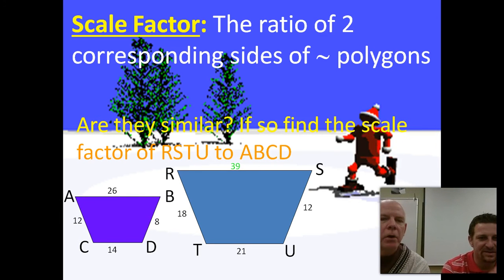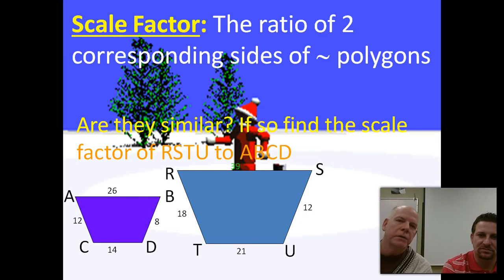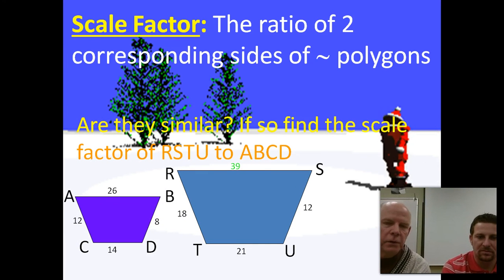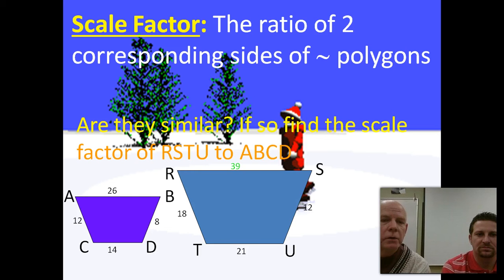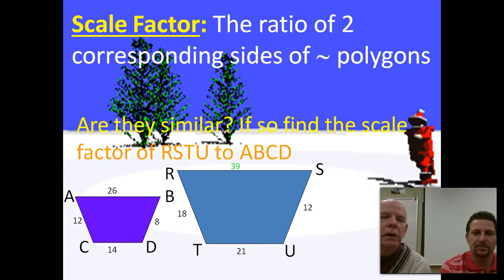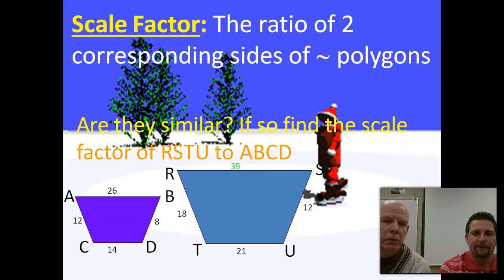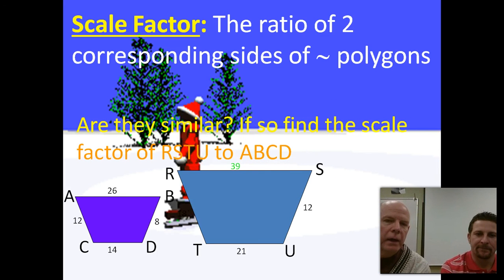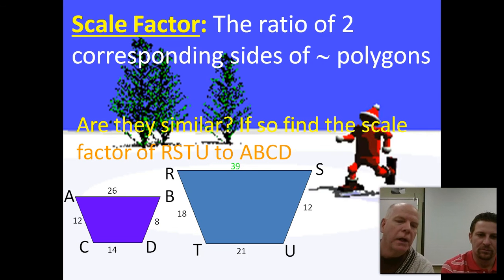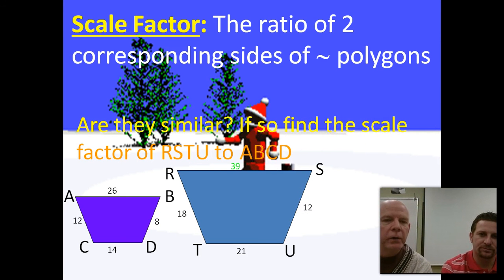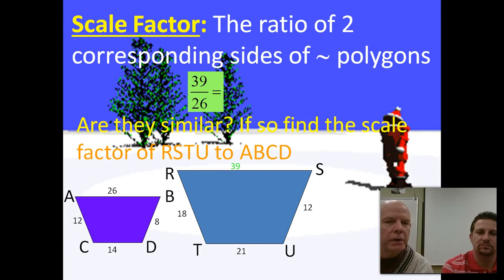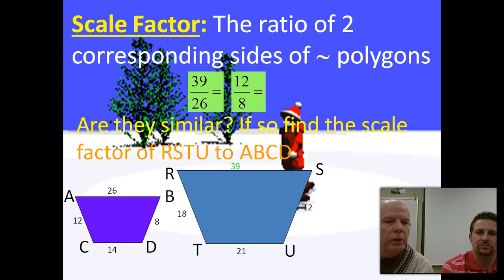The question here is, are these two shapes similar? Notice on the last slide we said similar polygons, not necessarily just triangles, although we're going to focus on triangles. It could be any polygonal shape. They're asking if these two quadrilaterals on the bottom are similar. We figure that out by looking at whether the corresponding sides are proportional. If we compare the top to the top, 39 to 26, so RS to AB, and then 12 to 8.